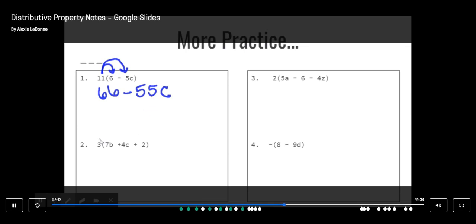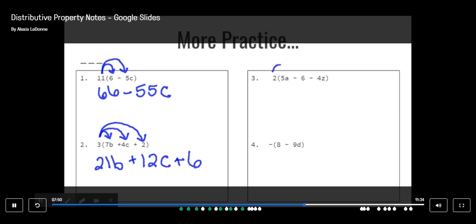All right, looking at number 2. So again, I need to multiply 3 to everything on the inside. So I have 3 times 7b. So 3 times 7 is 21. Bring down my b. 3 times 4c. So 3 times 4 is 12. Bring down my c. And then 3 times 2 will give me 6. So make sure you're multiplying to everything on the inside. This is a b. This one has a c. This one's a constant. We can't put those together, so this is our final answer.